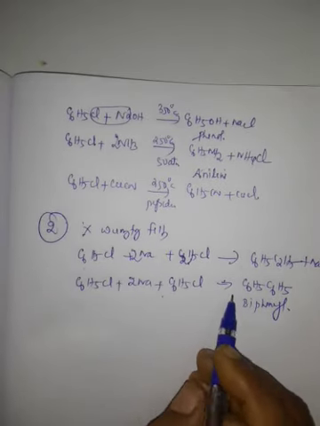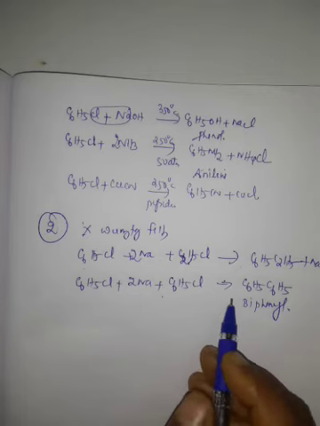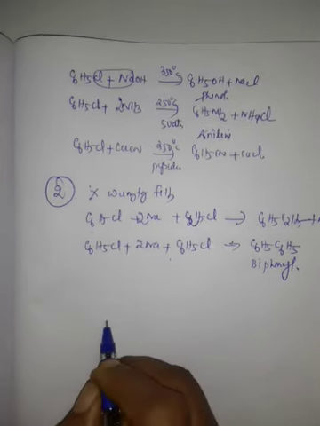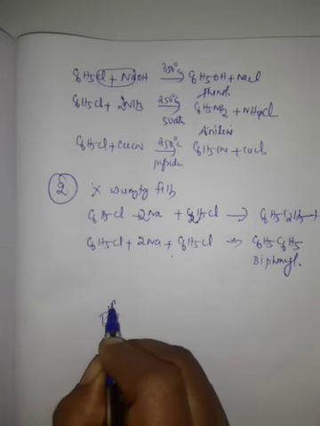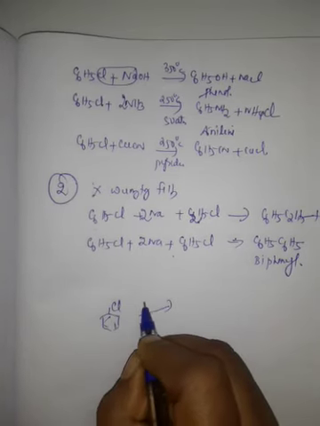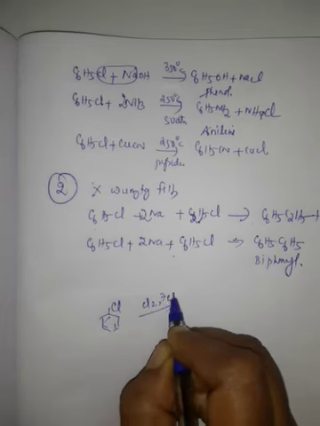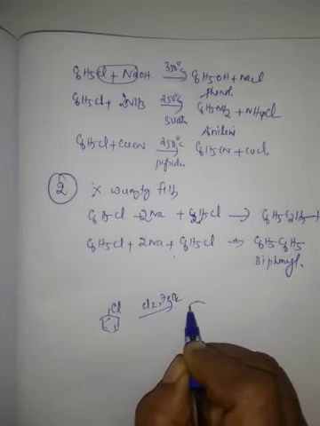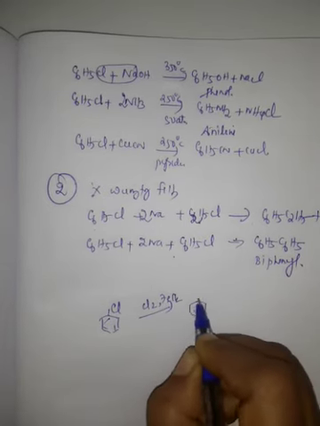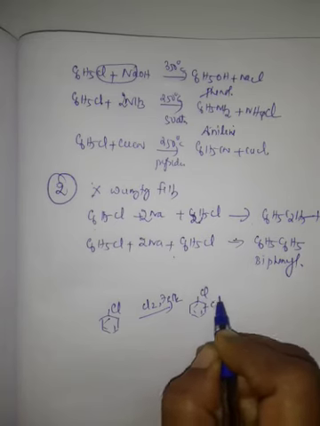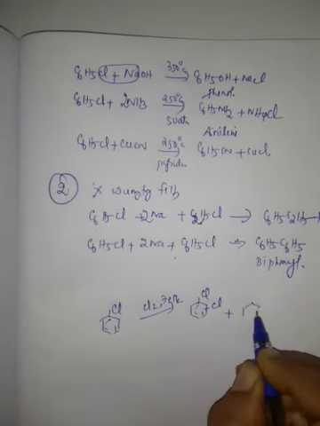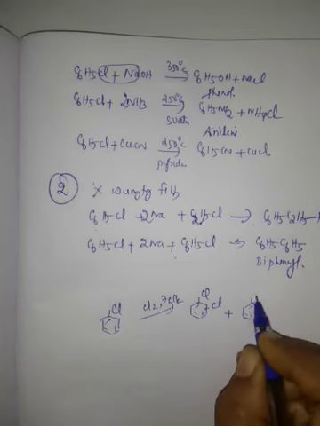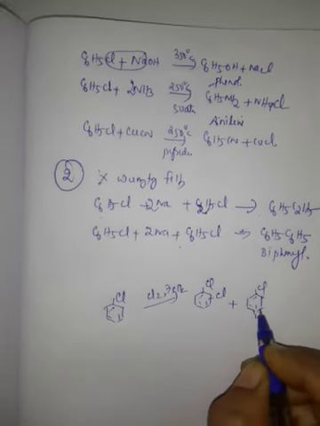Next, reactions involving the aromatic ring, that is, electrophilic substitution reactions. Chlorobenzene, when treated with chlorine in the presence of ferric chloride, gives two products: orthodichlorobenzene, which is the minor product, plus para-dichlorobenzene, which is the major product.